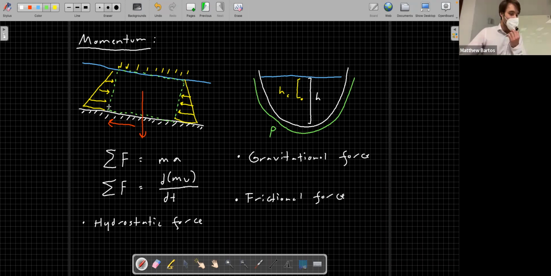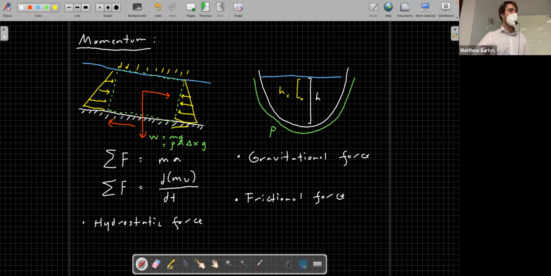Okay, the easiest one is the gravitational force. So we know that the gravitational force, the weight, is equal to mg, right? Where g is the acceleration due to gravity. The mass of our control volume, we derived this before. It's just the density times the cross-sectional area times delta x, all times g, okay? So that is the gravitational force in the downward direction. We're interested in the component of the gravitational force in the longitudinal direction, right?